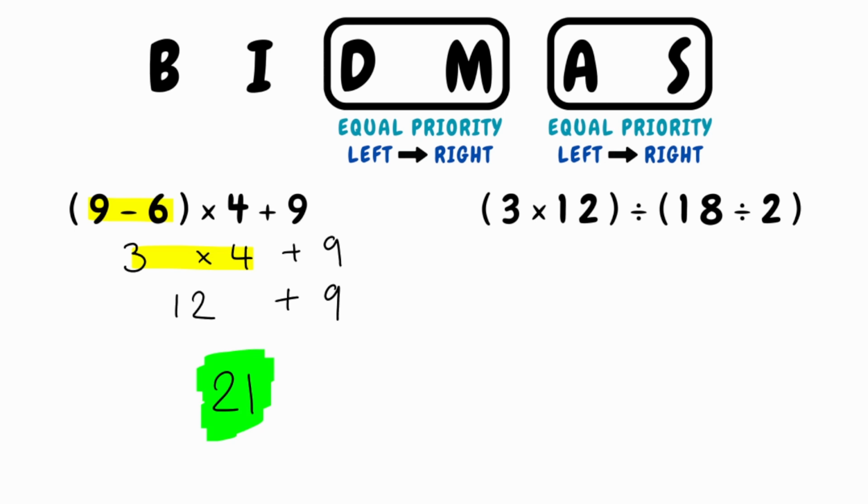Okay, and now for this final example, using our BIDMAS, we're starting with B for brackets. We can see we've actually got 2 brackets in this calculation. We've got a bracket here and a bracket here. So we're just going to do those individually. If we start with the one on the left, we've got 3 multiplied by 12. Well, that's going to give us 36. And then we're going to bring down the division symbol. And then for the bracket on the right, we've got 18 divided by 2, which is just 9. So now we can see we've only got one operation left. We just want to do 36 divided by 9, and that's going to give us 4. So our final answer for this calculation is just 4.